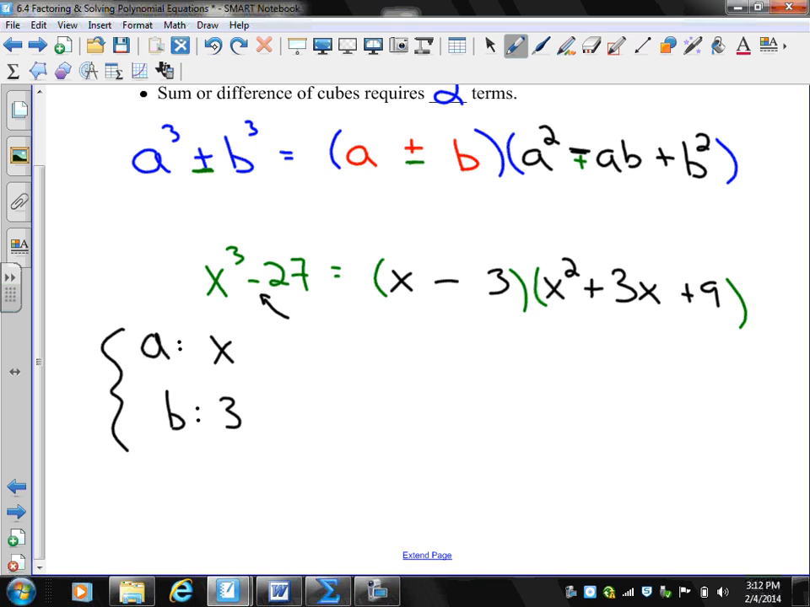What's nice about this is this quadratic over here will never be factorable. Unless you get something that's really strange, but that's really beyond the scope of this class, it just won't happen. So we'll just say that this one's never factorable.